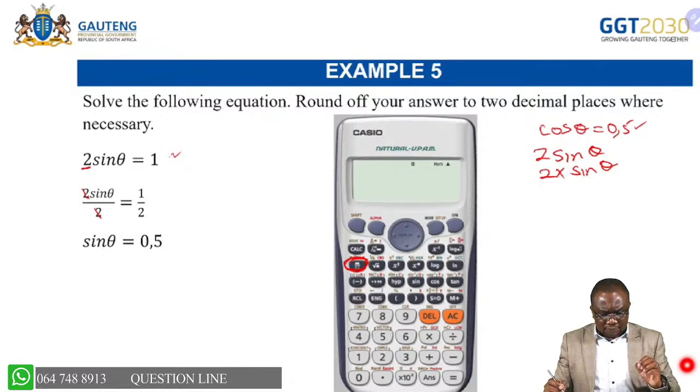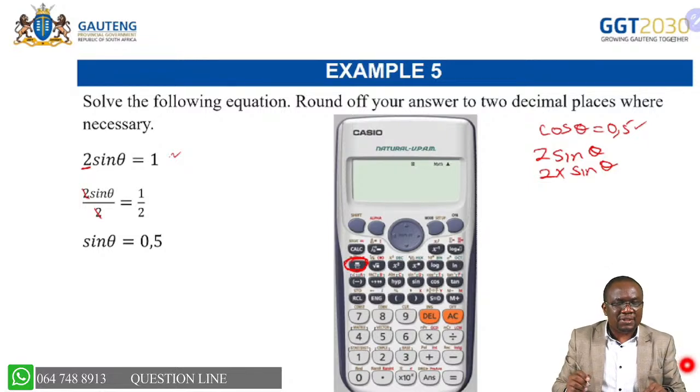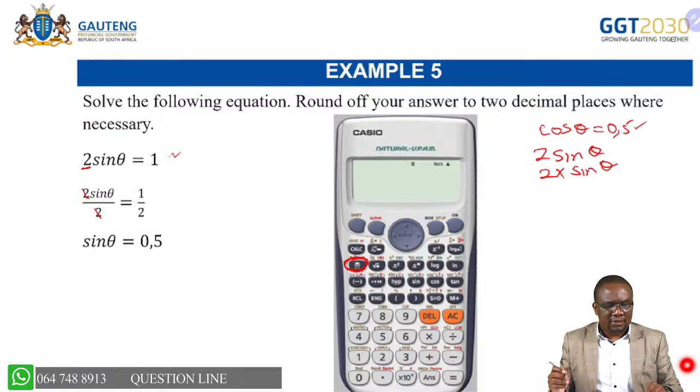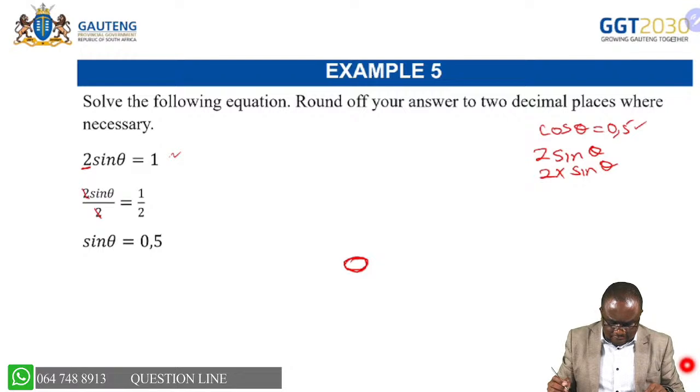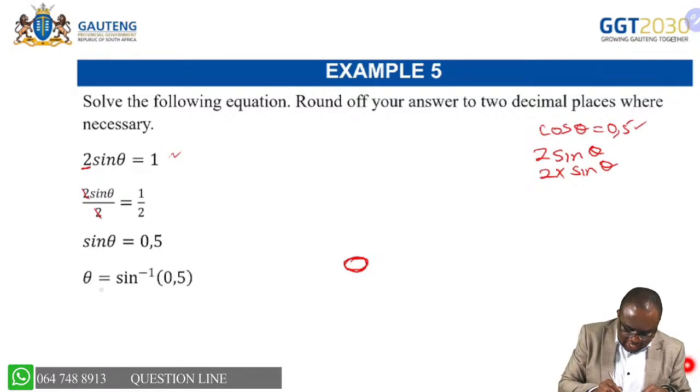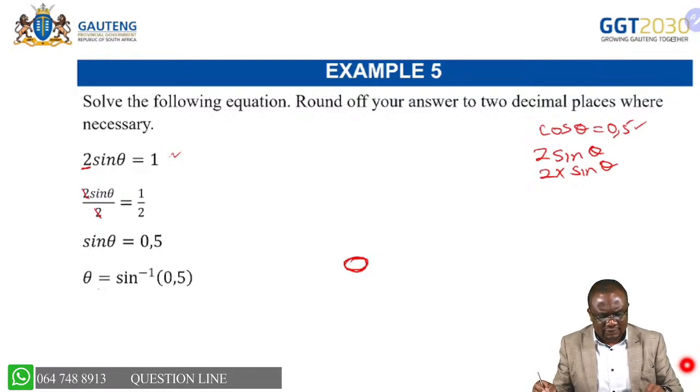Right, now can you try? Let's find our theta. We use arc sine of 0.5. So theta is equal to 30 degrees.